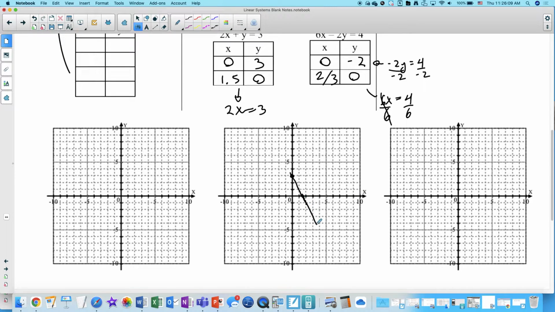Okay, there's the one line. And then for the second one, I've got 0, negative 2. That's down here. And 2/3, 0. So that's kind of like right here. And I can see a point of intersection right there. Okay, and that's the point 1, 1.